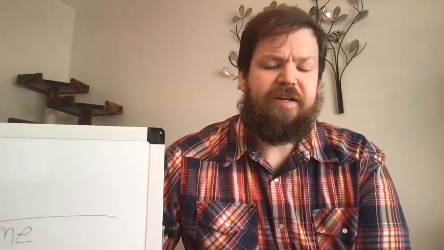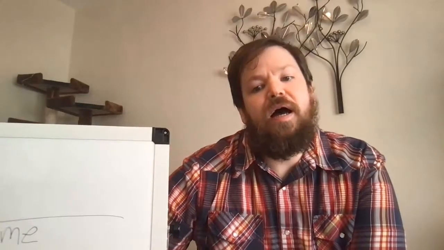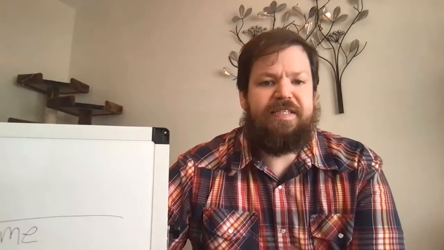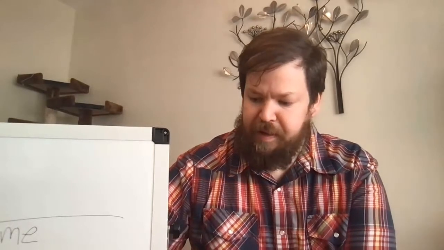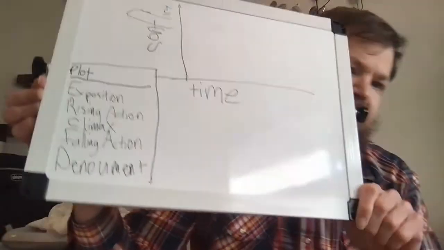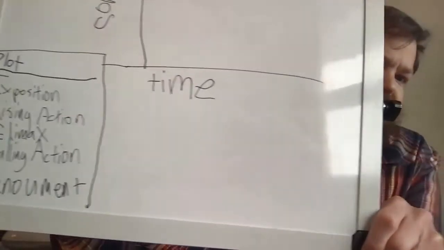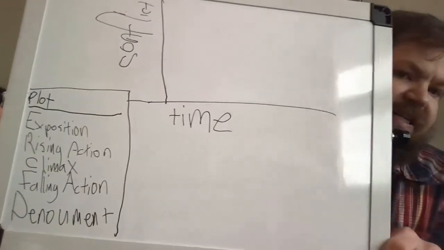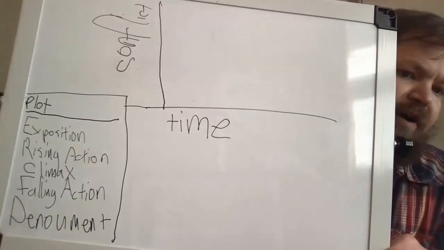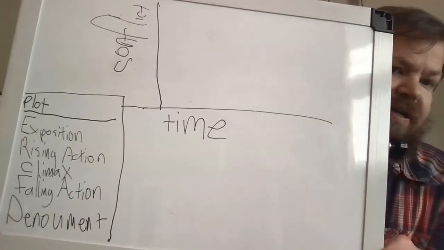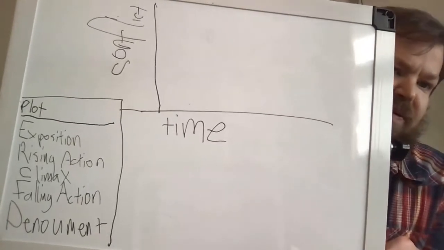Hi, I wanted to talk to you guys some about plot. Plot is the events that happen in the story in fiction. And so what we're going to do is talk about plot, specifically these five terms here: exposition, rising action, climax, falling action, and denouement. Those are the typical five terms people talk about when talking about plot.